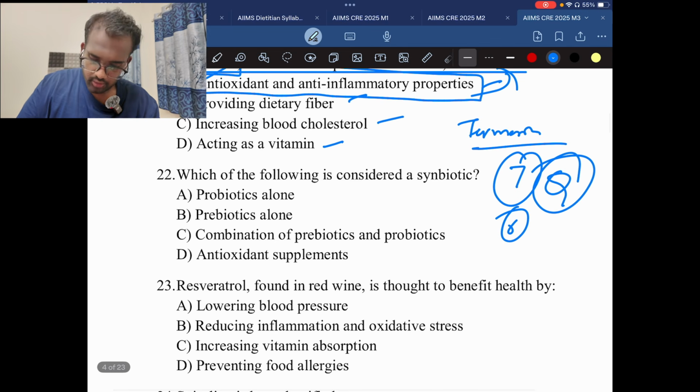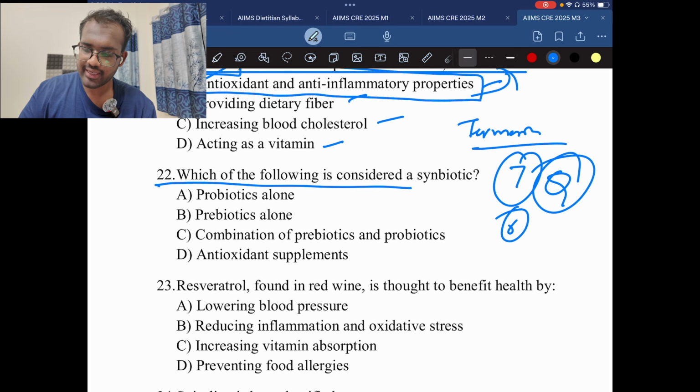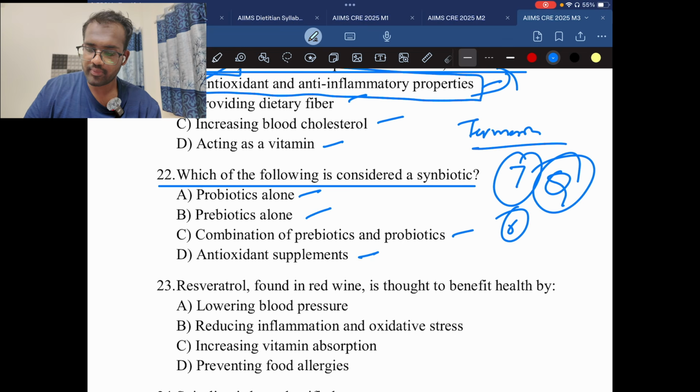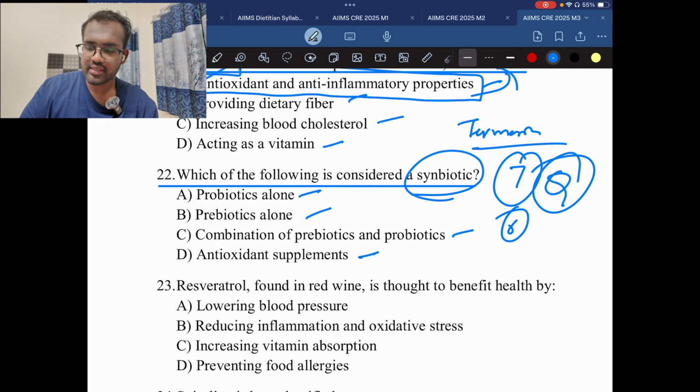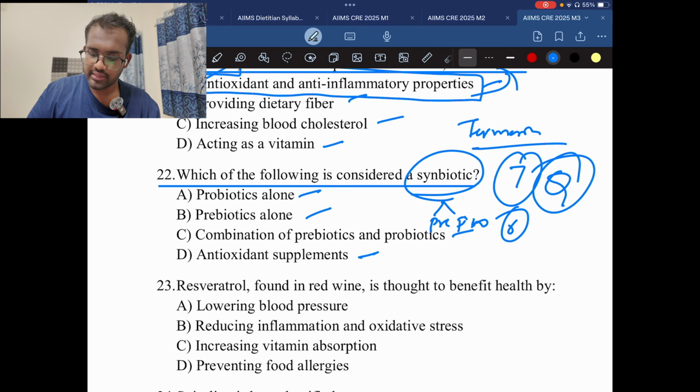Question number 22. Which of the following is considered as symbiotic? Probiotic alone, prebiotic alone, combination of prebiotic and probiotic, or antioxidant supplements? About probiotic and symbiotic, I have explained in detail in part 1 of my marathon series. You can just go and check it out. Here also, symbiotic means the combination of both pre and pro. Prebiotic and probiotic combined form symbiotic, where there are living bacteria and also food for the bacteria. So this answer will be C.